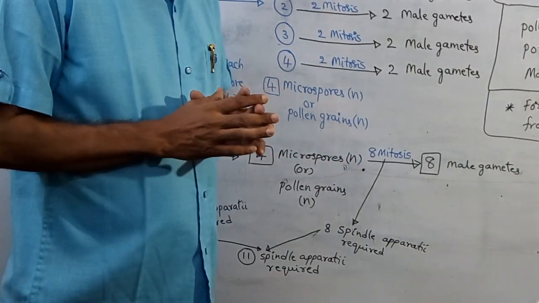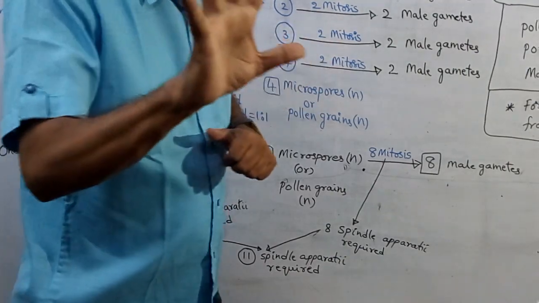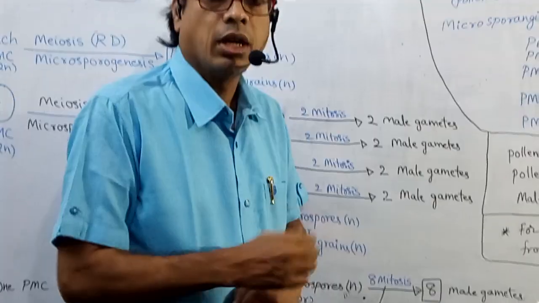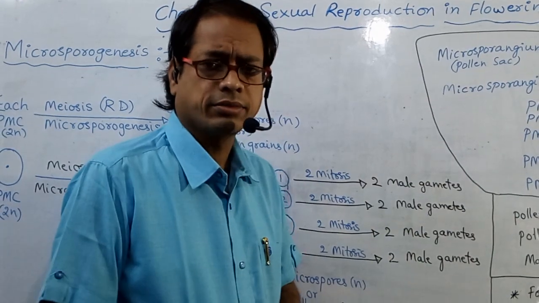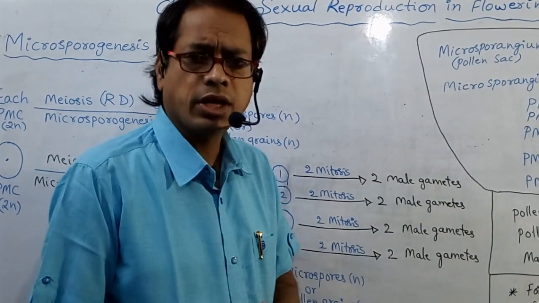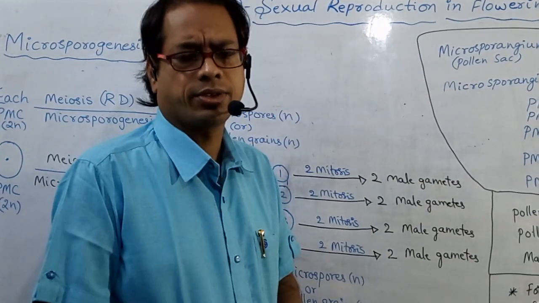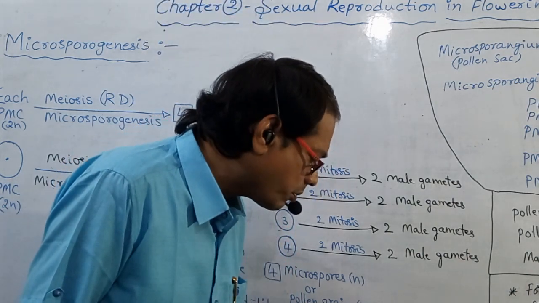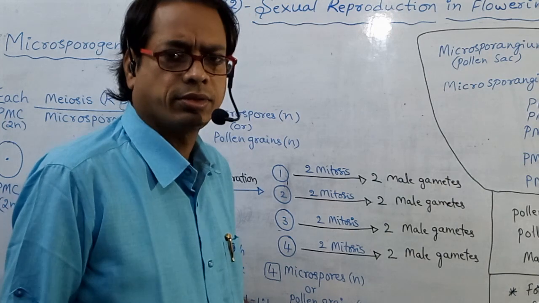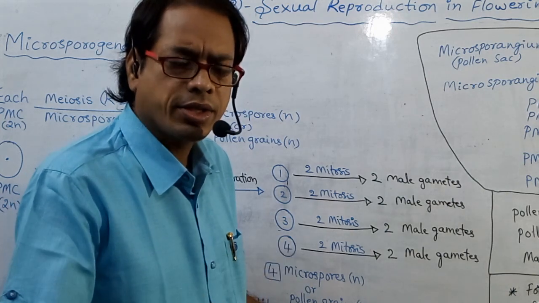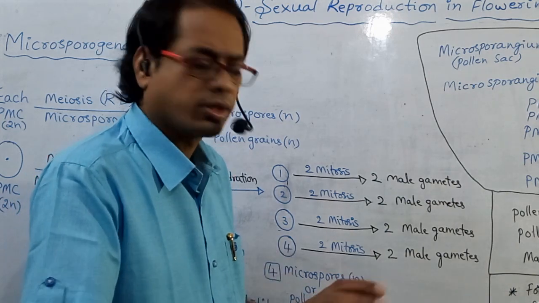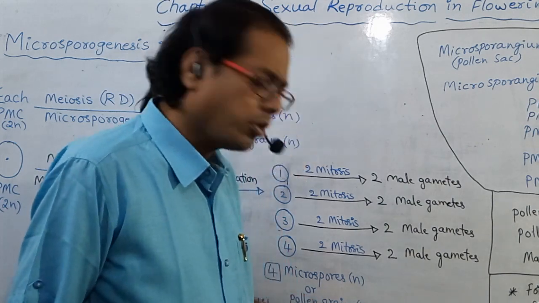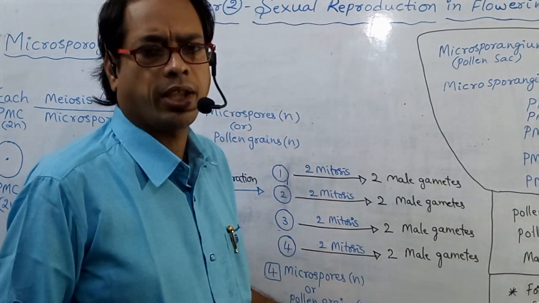The anther produces 500 male gametes. Number of mitosis required? That means what we have to say? 500 mitosis. How? Number of male gametes is equal to number of mitosis. 100 male gametes, 100 mitosis. 8 male gametes, 8 mitosis. Like that we have to say.